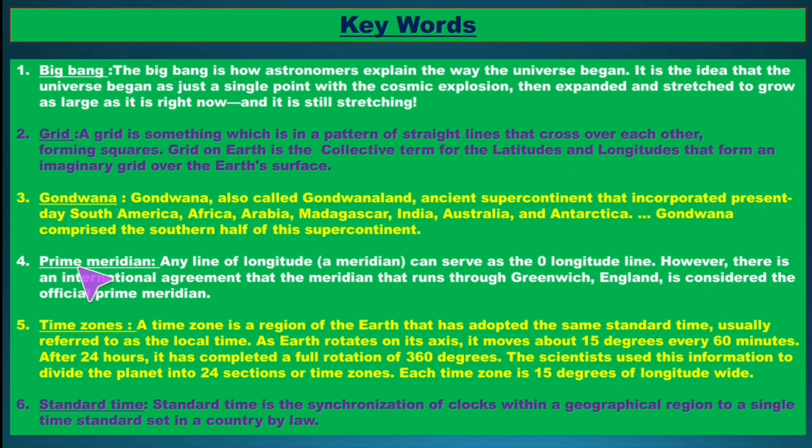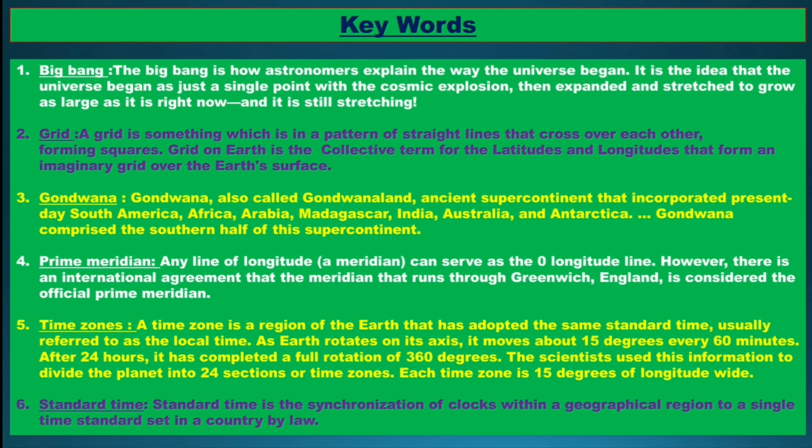Fourth one, prime meridian. Any line of the longitude, a meridian, can serve as the 0 degree longitude line. However, there is an international agreement that the meridian that runs through Greenwich, England is considered as the official prime meridian. Fifth keyword, time zones. A time zone is a region of the earth that has adopted the same standard time, usually referred to as the local time.